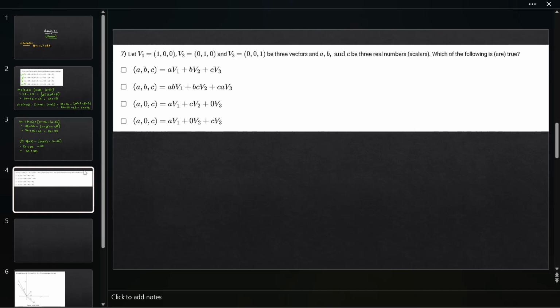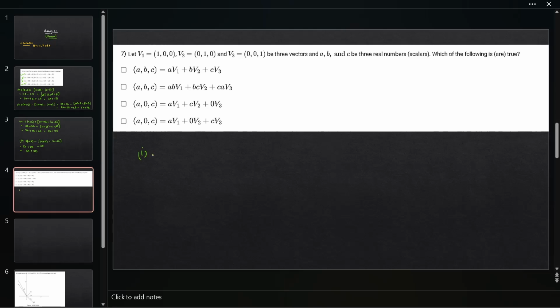Moving on to question 7. In question 7, we are given vector v1 as (1, 0, 0), v2 as (0, 1, 0), and v3 as (0, 0, 1). Now, a, b, c are three real numbers. They are scalars. Which of the following options are true?